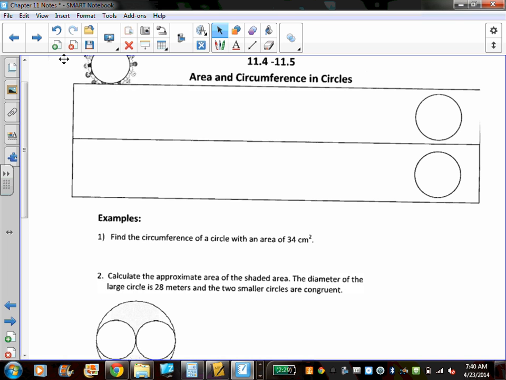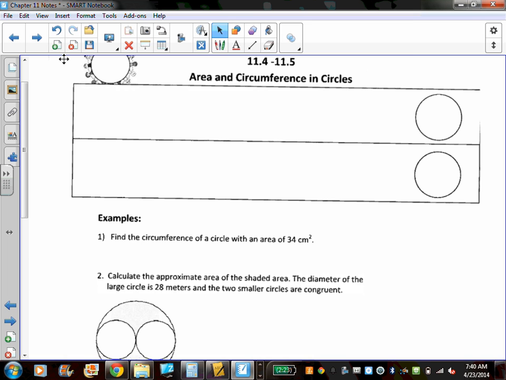Part of area and circumference is those ideas of sectors and arc lengths. So we're going to be covering those as well. Again, remember you're going to need a calculator because we will be using pi. If your calculator does not have pi, make sure that you are using 3.14 instead, as I have had to do in the previous examples.